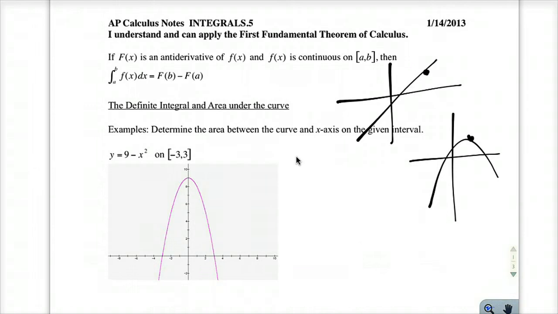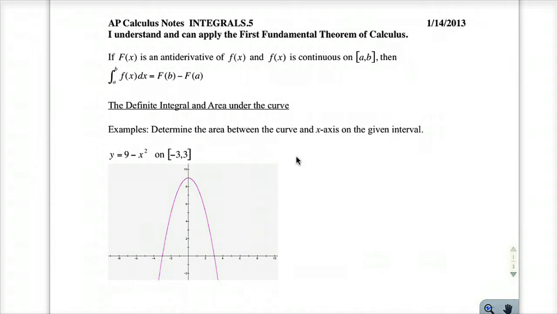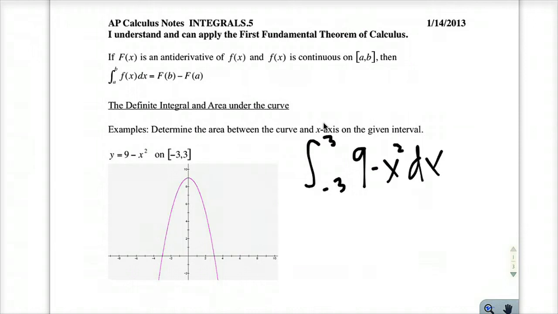So what I'm going to do, as you saw in the first fundamental theorem of calculus, is write an antiderivative. I'm trying to find the area between negative 3 and 3. So I'm going to write the integral from negative 3 to 3 of the function of this problem, 9 minus x squared, dx. Sorry, it's supposed to be dx. So now, how do I solve that? Again, I'm going to take the antiderivative, plug in 3, plug in negative 3, and subtract the two values.